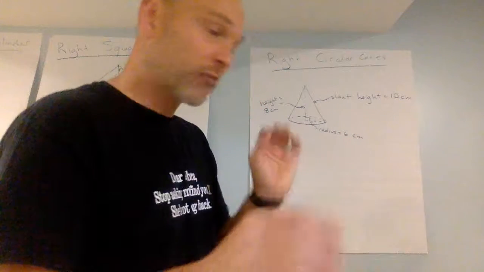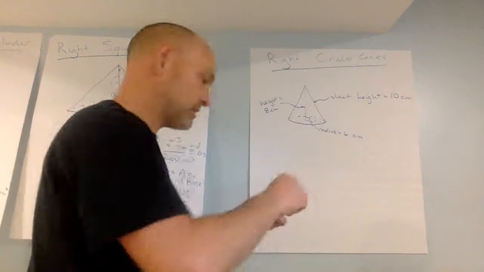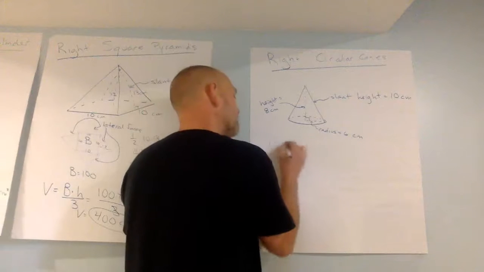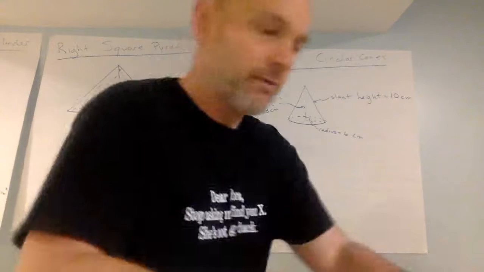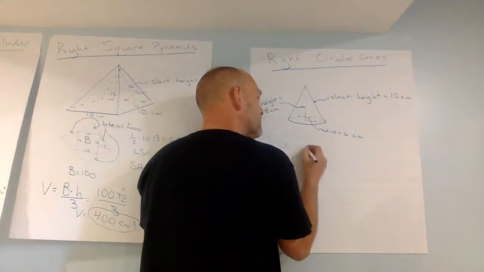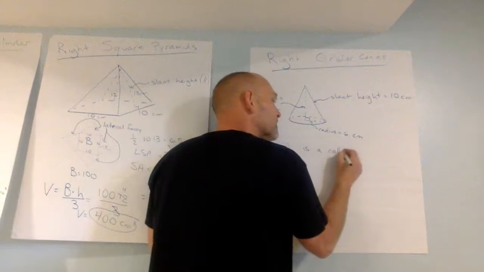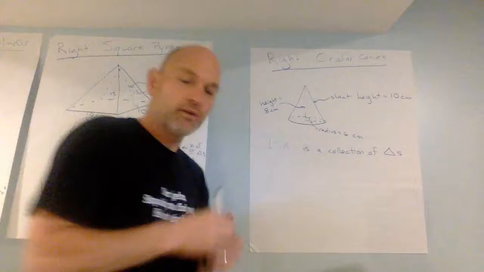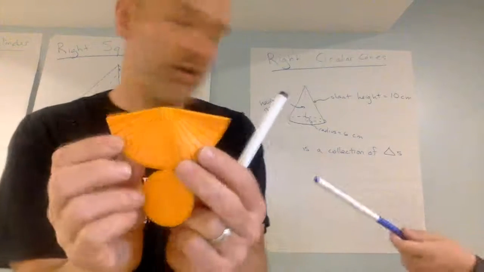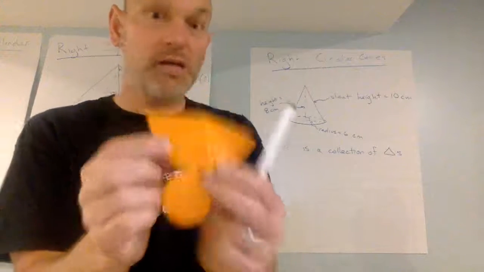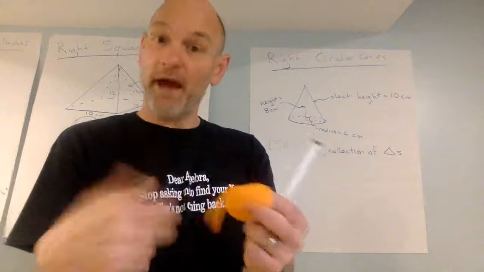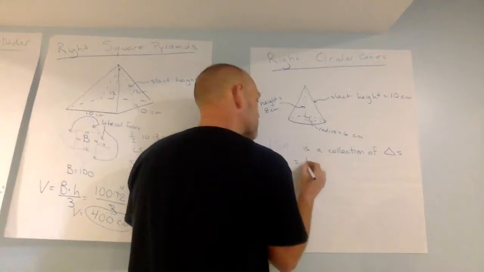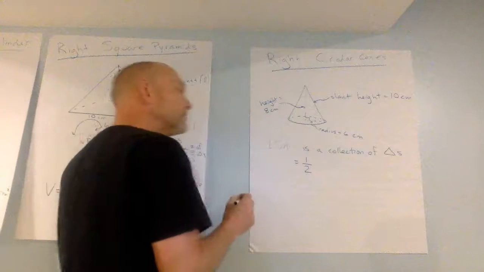So if it's unrolled, the lateral surface area is a collection of triangles. See those triangles there? Now, how do I find the area of a triangle? 1/2 base times height. So to find this lateral surface area, I'm going to use 1/2.